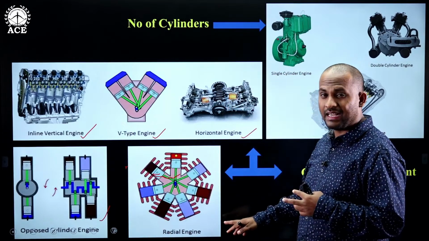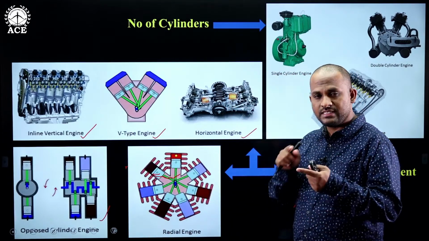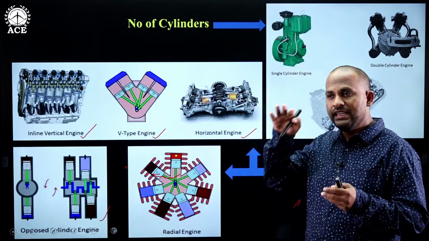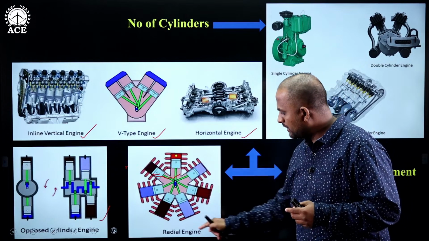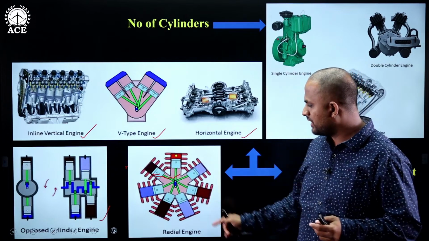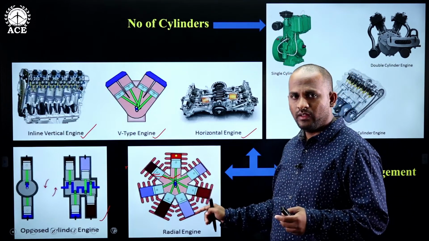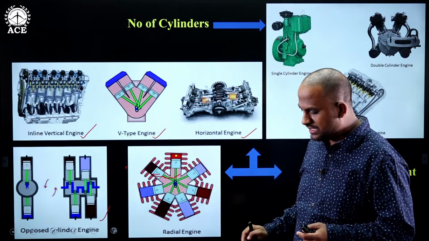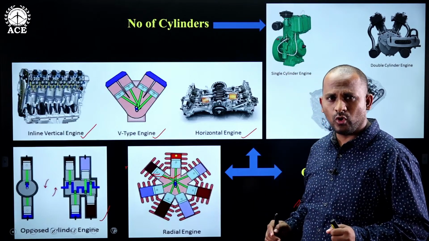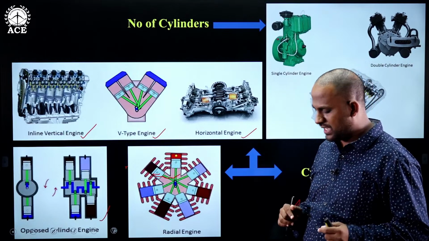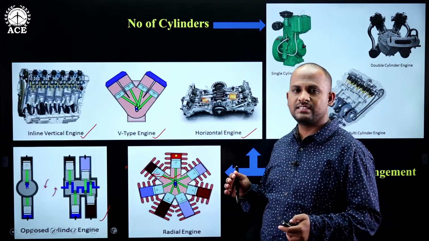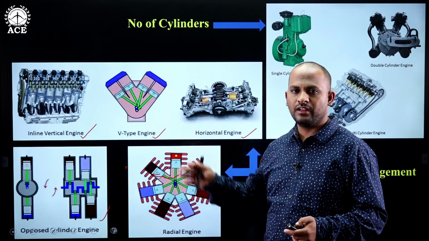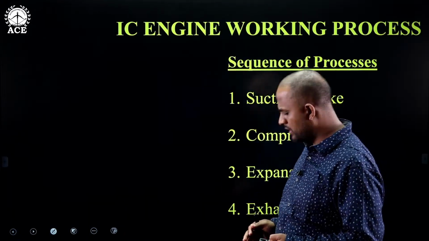The last one is the radial engine. That means on a crankshaft, the cylinders and pistons are arranged in a radial manner. That is called a radial engine. These radial engines are also called star engines. Before the wide use of gas turbines in aircraft, these radial engines were used.